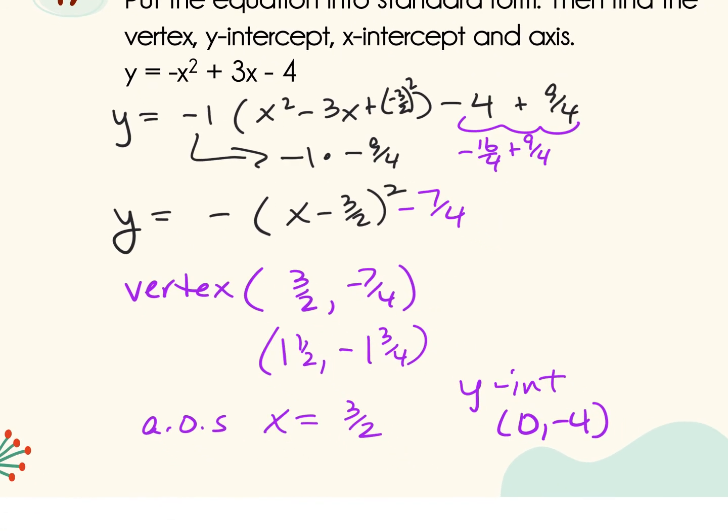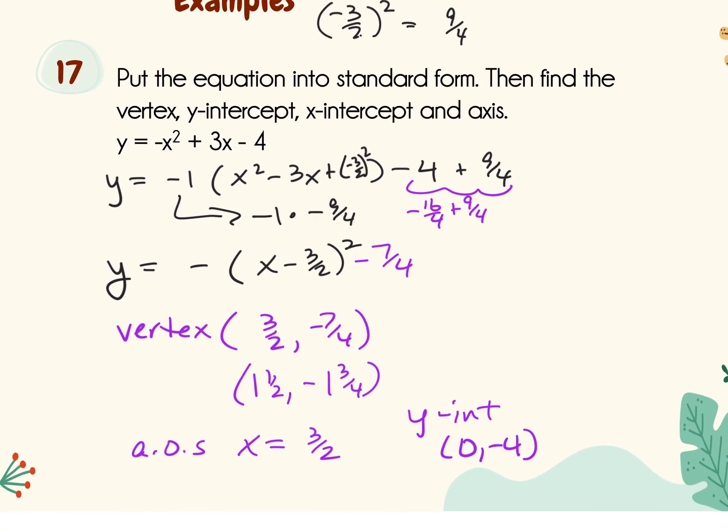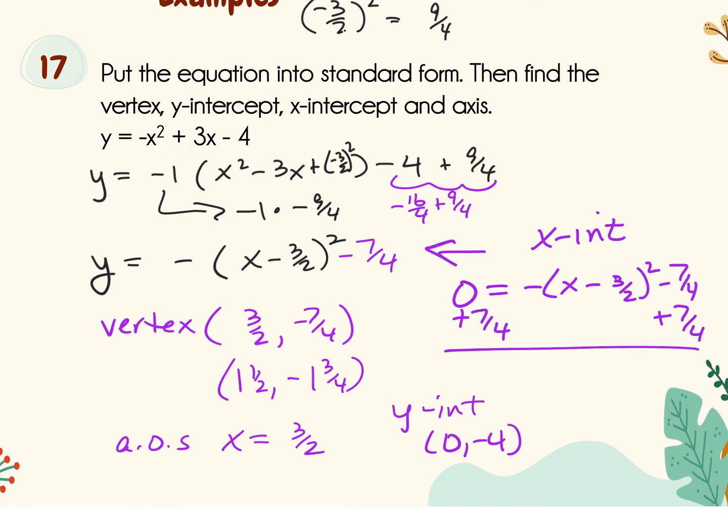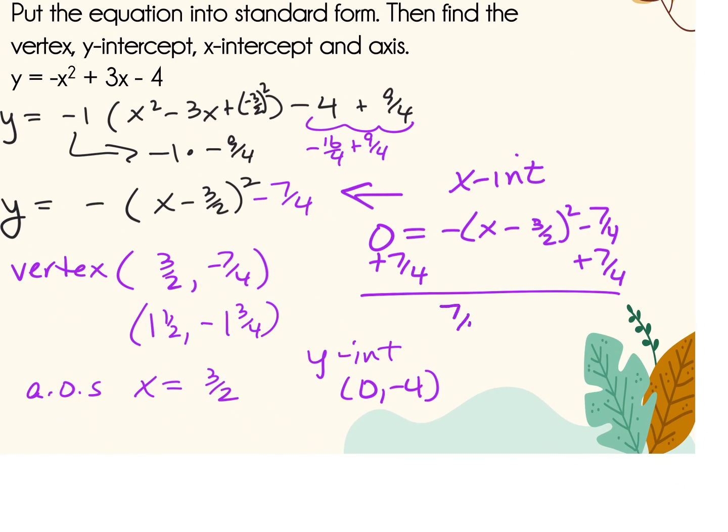However, for the x-intercepts, again, we're going to take this, set it equal to 0, negative x minus 3 over 2 squared minus 7 over 4. Step is to isolate the square term. So I first add, and then I'm going to divide. So 7 over 4 equals negative x minus 3 over 2 squared. Divide both sides by negative 1. So negative 7 over 4 equals x minus 3 over 2 squared.